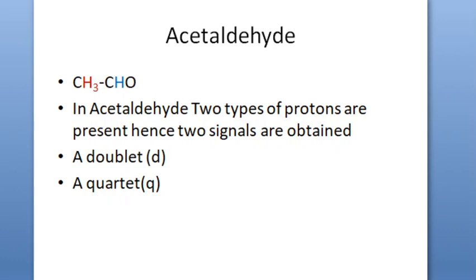In the case of acetaldehyde, you have CH3CHO. This CH3 is in a different environment to that of the hydrogen on the aldehyde CHO. Therefore, how many signals will you get? 2 signals. The CH3 signal is a doublet, and the CHO hydrogen signal will be a quartet. Blue hydrogen will give you a quartet, and red hydrogen will give you a doublet, because blue hydrogens are 1, therefore the red signal will be a doublet.